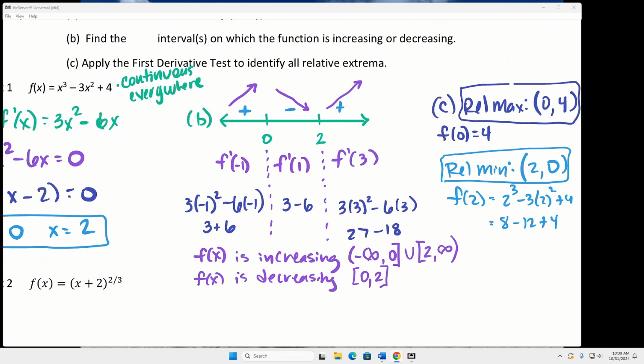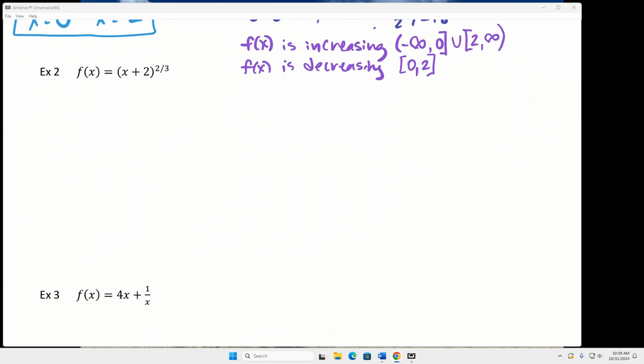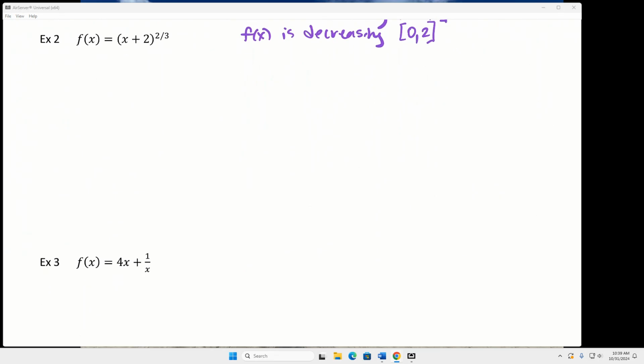Okay, so let's do one that's not a polynomial. So polynomial derivatives are crazy easy to do, but obviously there's other functions out there. This one's my favorite function. Is this function continuous everywhere? Do you guys remember what it looks like? It's the bird in the sky. This one is continuous.